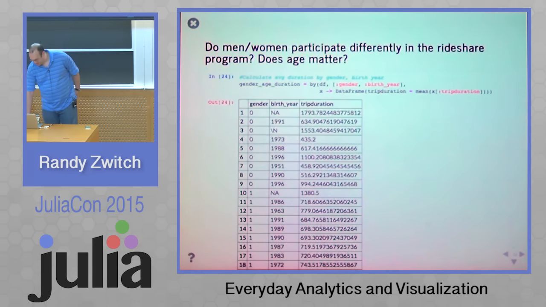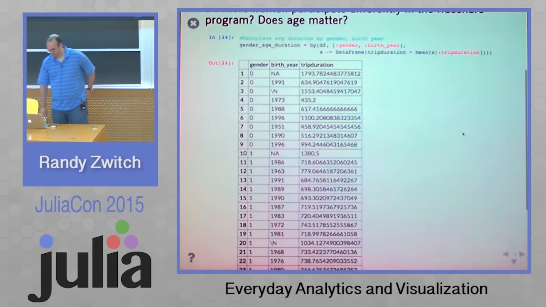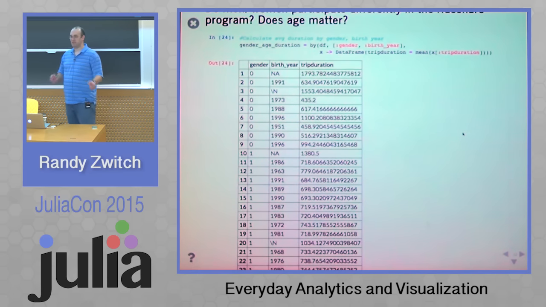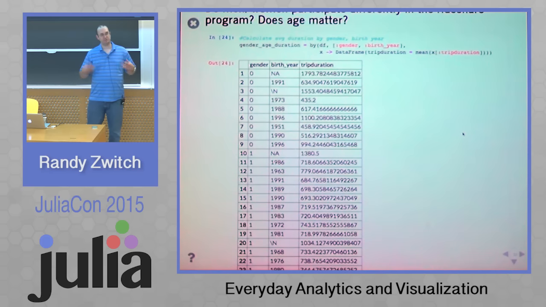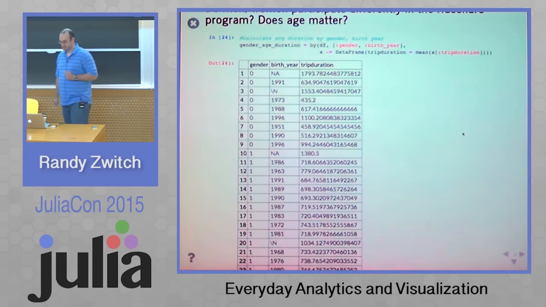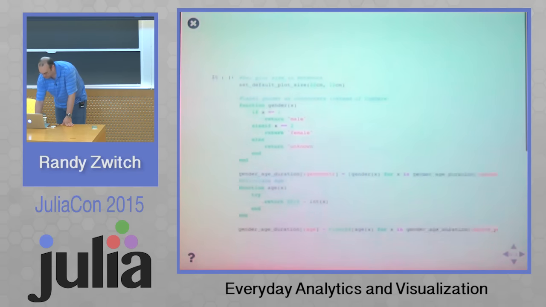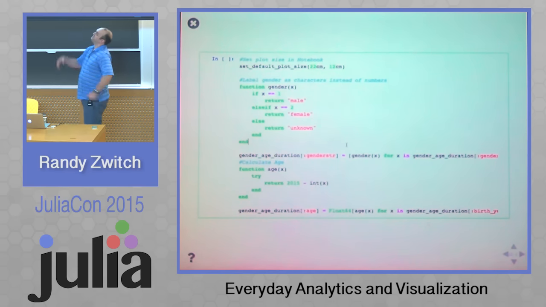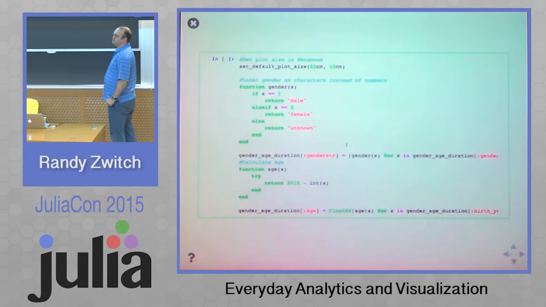Okay, so now you can see that we have gender, birth year, and then average trip duration. As I talked about before, plotting 8 million points really isn't going to be an easy way once we get to a scatter plot. So I took the average here just to summarize the data down and make it a little easier for us to plot. And because I don't like 0 and 1 for gender, I just have a really simple function here to reclassify those values into character strings. And then the same thing with calculating age versus birth year.